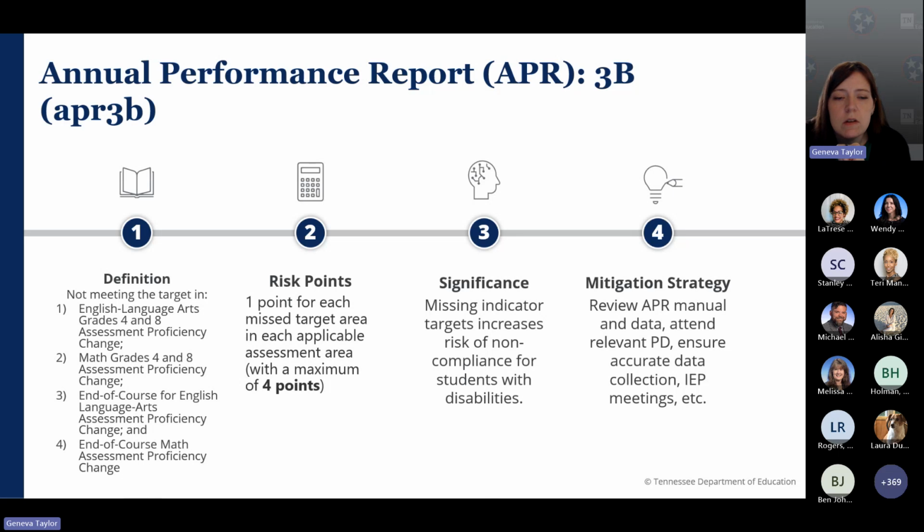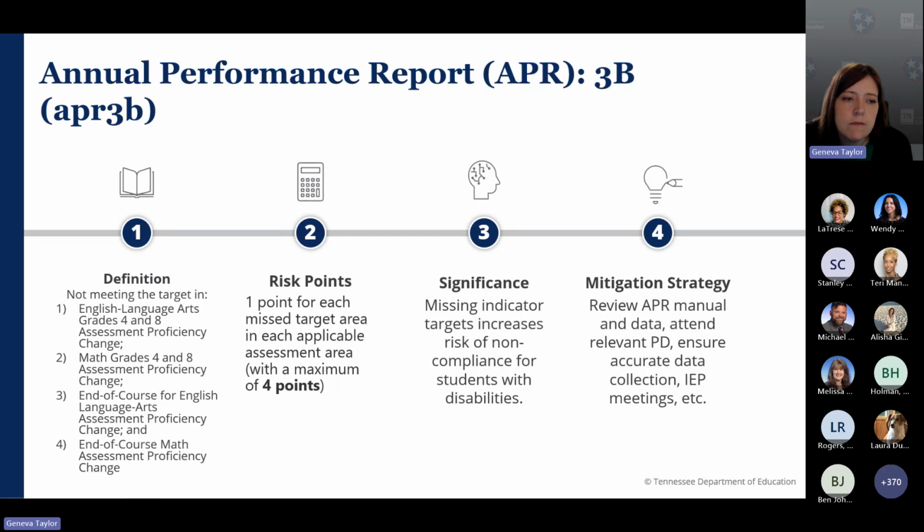For specifically indicator 3B, we are looking at whether or not LEAs are meeting the target in the following areas. So English language arts, grades 4 and 8 assessment proficiency. Math, grades 4 and 8 assessment proficiency. End of course for English language arts assessment proficiency change, and the same for math, end of course. You would receive 1 point for each missed target area with a maximum of 4 points.